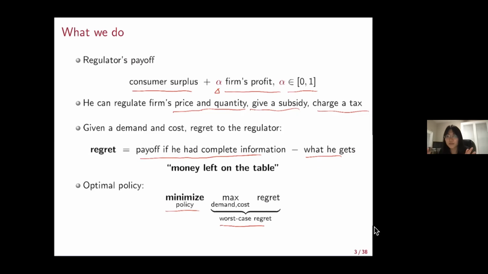So this lambda can be thought of as the cost of public funds, right? If this lambda is infinity, then the government wouldn't subsidize the firm, right? So it's too costly on the consumer or on the taxpayers.